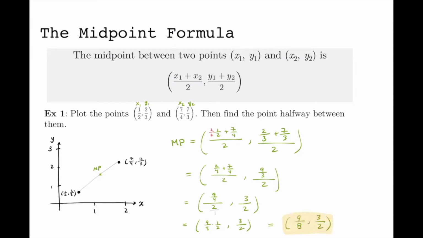Now let's go back to our picture and just see if this location makes some kind of sense. So 9 over 8 is a little bit more than 8 over 8, which is 1. Okay, so that looks about right. I mean, we don't have a nice exact graph here, but it is in the right general area. And then 3 over 2, that's 1.5. And it looks like our y value is actually pretty good based on our graph. So our midpoint location is (9 over 8, 3 over 2).